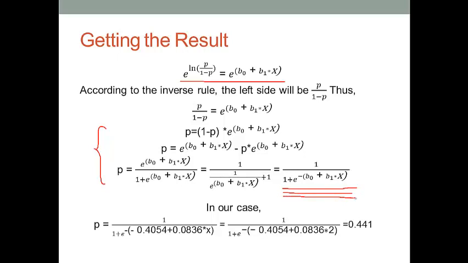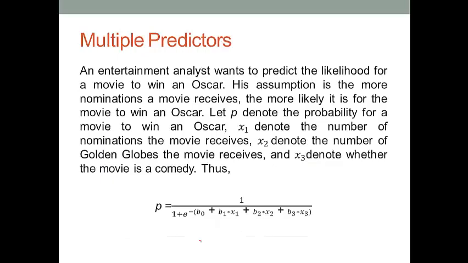In our case, we get negative 0.4 as the value for b sub 0. We get 0.08 as the value for b sub 1. We need to plug these two numbers into the final equation in order to calculate the probability for a movie to win an Oscar. Let's say we already know a movie receives 2 nominations. Then according to the transformation equation we get, we can predict the probability for that movie to win an Oscar is 0.44. Let's see another example, just for practice purposes.